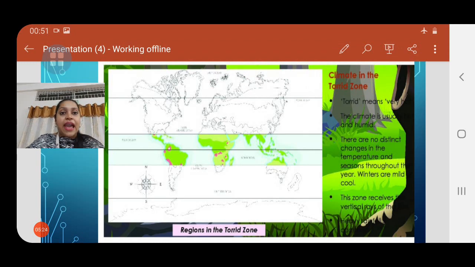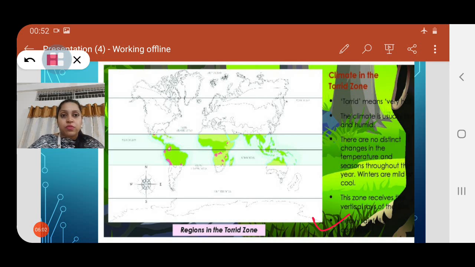And lastly, heavy rainfall. What is the fifth characteristic? It is heavy rainfall. So in the torrid zone, that is the area near the equator, it receives lots of rainfall and lots of heat also. So near the equator, you will find lots of what, children? Trees grow. Now about this we will study in the later part of the chapter.